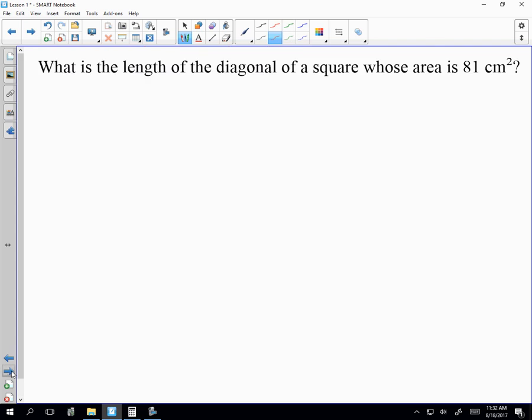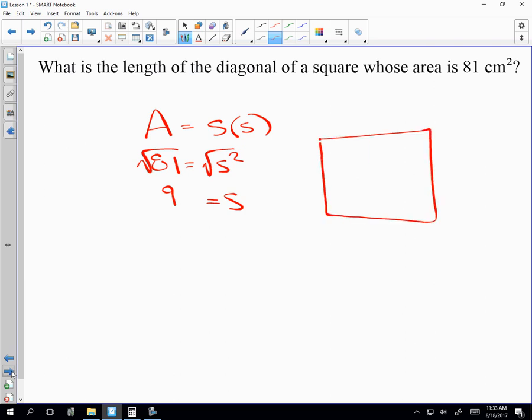Okay, what's the length of the diagonal of a square whose area is 81 centimeters? So remember, area of a square is length times width, or side times side. 81 equals s squared. So our side length is the square root of 81, which is 9. So if we want to find the diagonal measurement now, we have a side of 9, and we're trying to find the diagonal, or d.